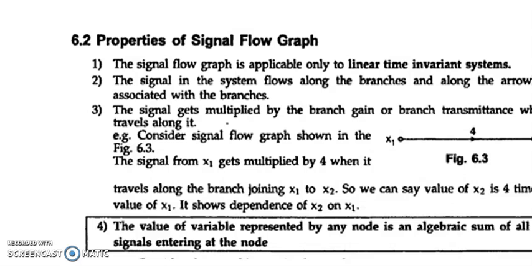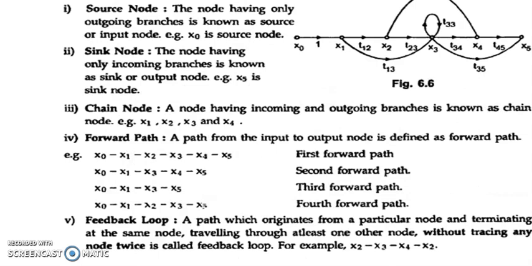The signal gets multiplied by the branch gain or the branch transmittance when it travels along it. And the value of the variable represented by any node is an algebraic sum of the signals entering at that node. So if you see the signal flow graph in figure 6.6, you have a branch x0 to x1 which is designated by 1. Likewise, you have several branches, and then you have concepts like source nodes.